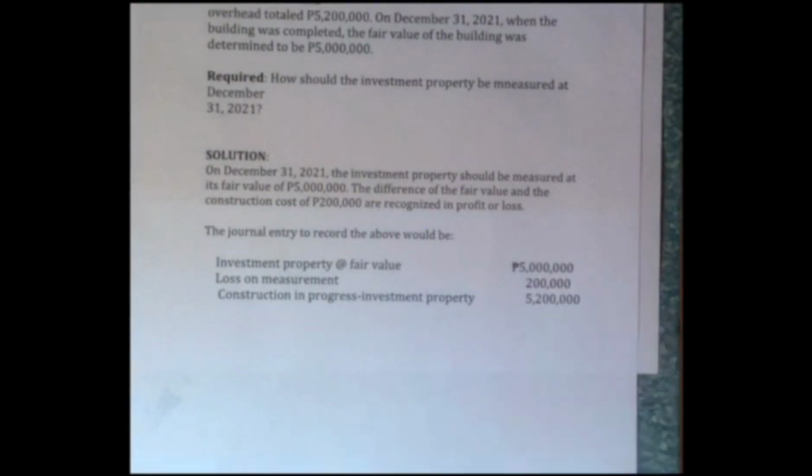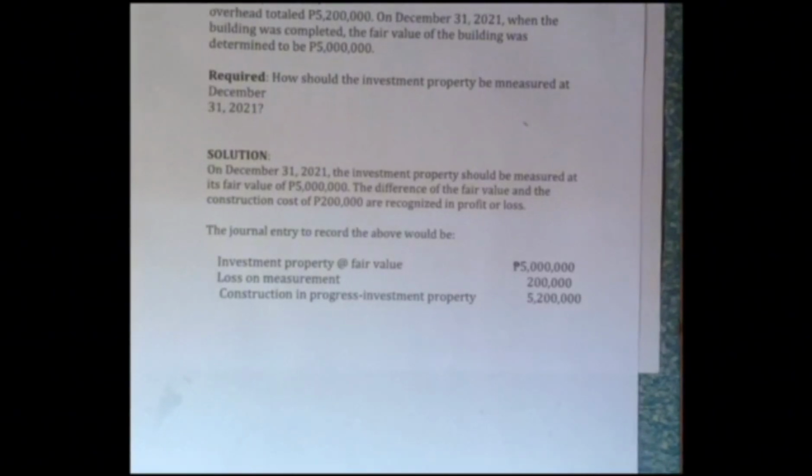First, the solution. On December 31, 2021, the investment property should be measured at its fair value of 5 million pesos. Then the difference of the fair value and the construction cost of 200,000 pesos is recognized in profit or loss. The journal entry to record the above would be debit for investment property at fair value for 5 million pesos, loss on measurement of 200,000 pesos, then construction in progress investment property credit for 5,200,000 pesos.